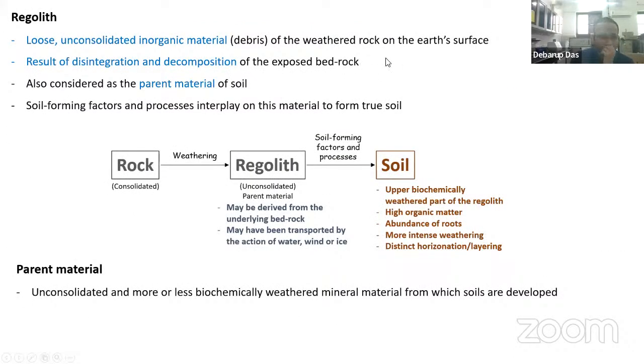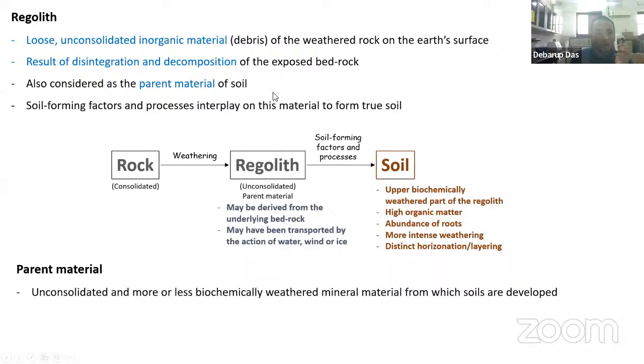So regolith is basically the loose, unconsolidated inorganic material. There is nothing organic in regolith. It is the loose, unconsolidated inorganic material of the weathered rock on the earth's surface, the result of disintegration and decomposition of the exposed bedrock, also considered as parent material of soil. Now, this is basically a confusing term. In many literatures, they have considered regolith as the parent material. However, in some literatures, they have considered the upper, more weathered part of regolith as the parent material.